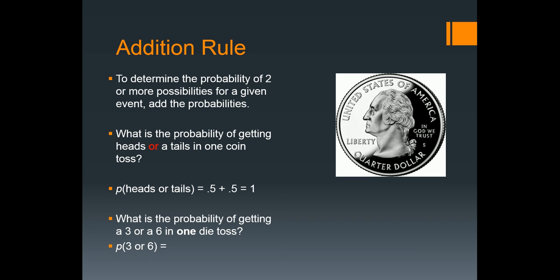So if we're talking about independent events and we want to know the probability of 2 or more independent outcomes occurring, but this is only one event, so this is not 2 events occurring together. This is the probability of 2 or more outcomes. What's the likelihood of one of these 2 or more outcomes occurring in a given event? Then you can use the addition rule, which is to simply add the probabilities together.